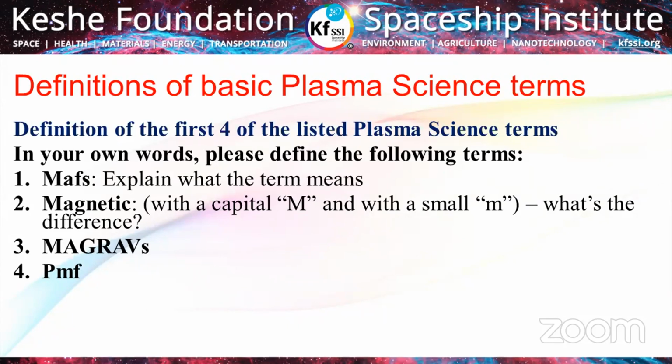So what would the magnetic fields of the Sun be? How would you write magnetic fields of the Sun, with a small m or with a capital M? Well, according to the definitions Mr. Keshe has given, with a capital M would be the magnetic fields of the Earth.